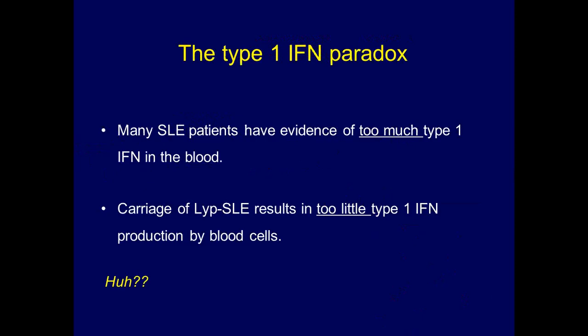Next slide. So what this has done is set up a kind of paradox. As I said earlier, most lupus patients have evidence of too much type 1 interferon in their blood. But our results with PTPN22 suggest that the carriage of the lupus-associated PTPN22 protein results in too little type 1 interferon production by the blood cells. How could this be? Next slide.